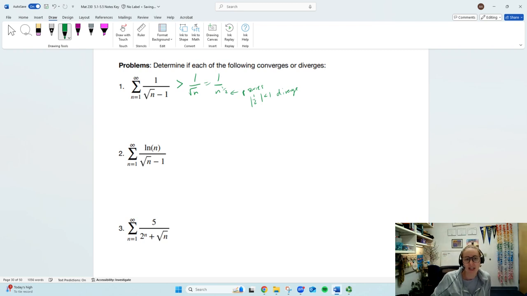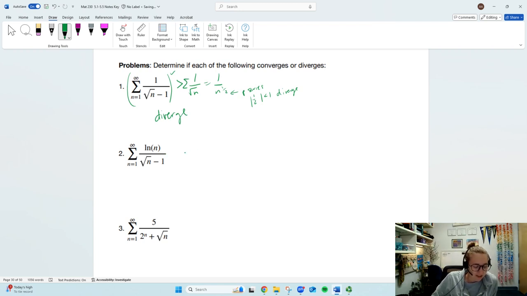In fact, it's kind of like our harmonic series where we're still adding an infinite number of things, but it just doesn't get small enough fast enough for us to say that it converges. So this one is also going to diverge with p-series. And since this is larger than that summation that we know diverges, this is also going to diverge. Okay, looking at our next one.